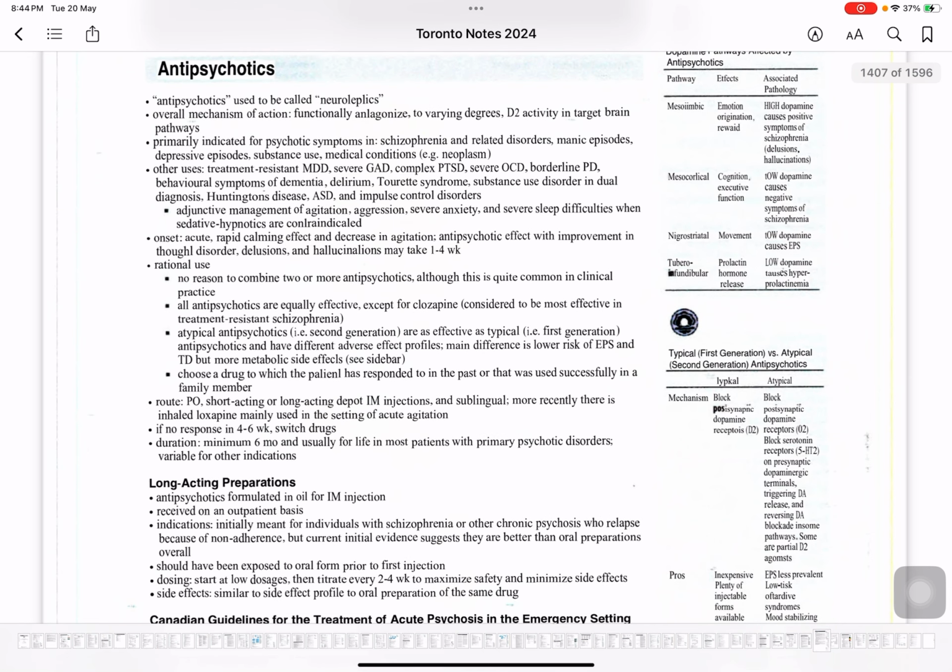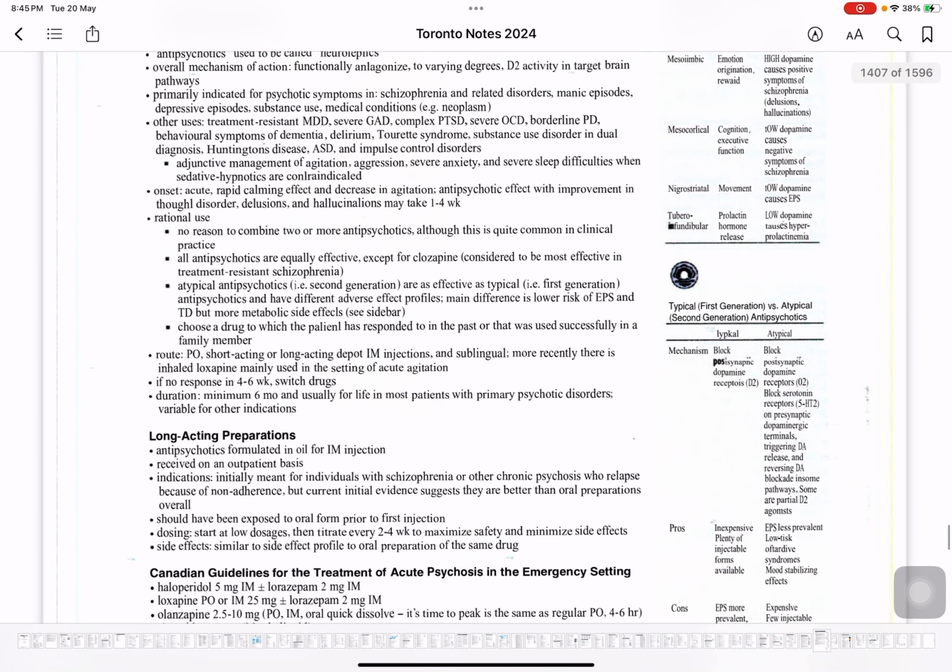Rational use: there is no reason to combine two or more antipsychotics, although this is quite common in clinical practice. So there is no need for combining antipsychotics, okay? All antipsychotics are equally effective except for clozapine. This is a question now, okay? Wherever there is an exception, you need to know it. So except for clozapine, all antipsychotics are equally effective. What is different about clozapine? It is considered to be most effective in treatment-resistant schizophrenia. So for any patient with treatment-resistant schizophrenia, think about clozapine, okay?